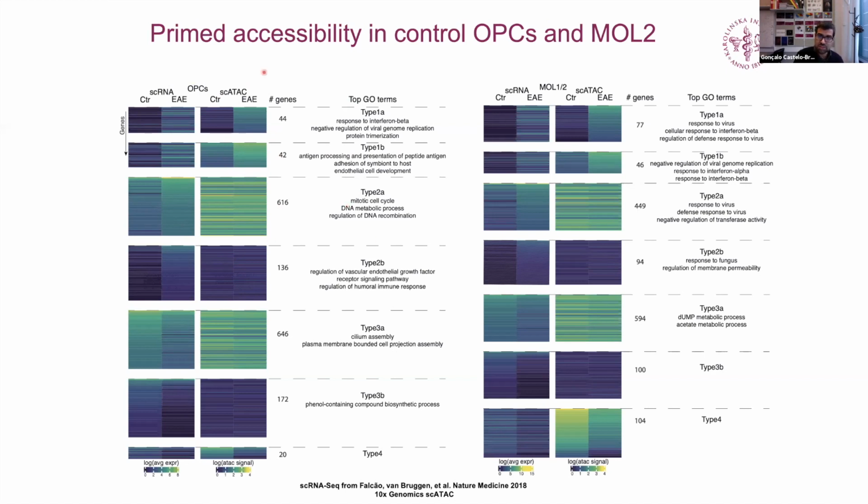And both in the OPCs and the mature oligodendrocytes, what we've seen is that many of the genes under these type 1b and type 2a categories are actually genes that are involved in antigen presentation, interferon alpha and beta response, and so forth, indicating that indeed there is a cohort of immune genes that are already chromatin primed in mature oligodendrocytes and OPCs in control.